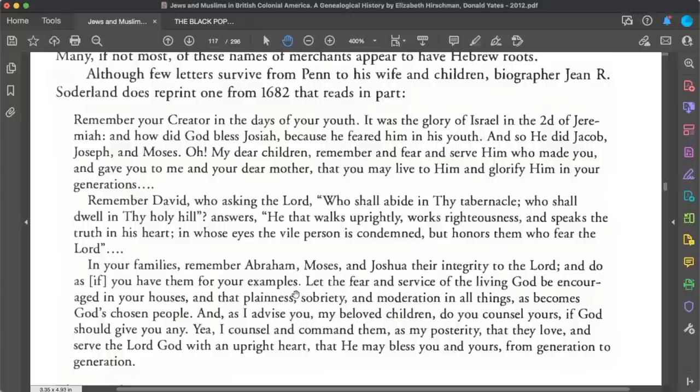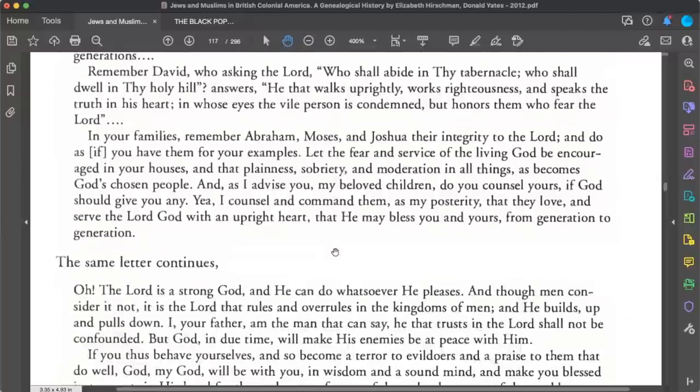In your families, remember Abraham, Moses, and Joshua, their integrity to Hawa, and do as you have them for your examples. Let the fear and service of the living God be encouraged in your houses, and that plainness, sobriety, and moderation in all things, as becomes God's chosen people. And as I advise you, my beloved children, do you counsel yours if God should give you any? Yeah, I counsel and command them as my posterity, that they love and serve Kawah with upright heart, that he may bless you and yours from generation to generation."